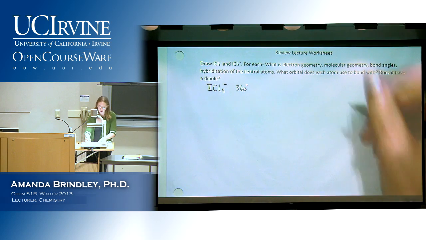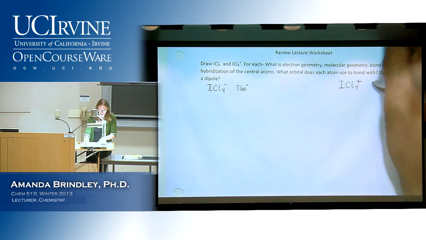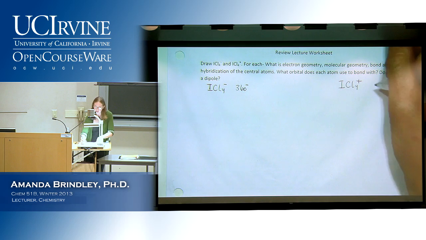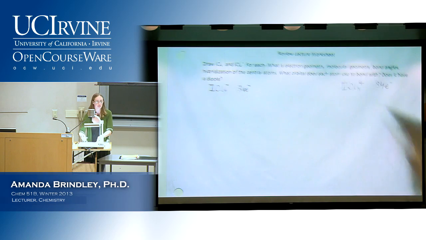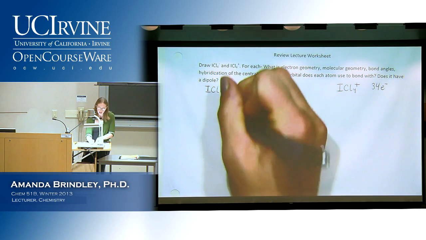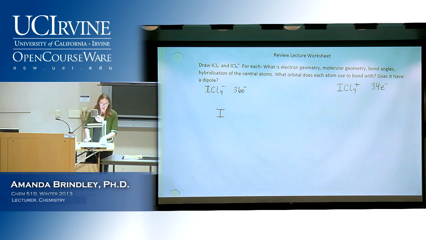Now let's just go ahead and set up our system for the other one right here too. So for ICl4 plus, how many electrons are we going to have? 34, good. Or 35 from the elements, and then subtract 1 for the plus charge. Okay, now let's draw these things out. So our central atom will be our I, and then we can try to draw out our chlorines.